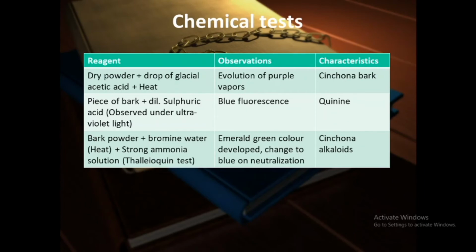Just see the various chemical tests used for the identification of the cinchona bark. So first test, when the dry powder of the cinchona bark plus a drop of glacial acetic acid is heated in a test tube, it produces purple vapors. So purple vapors are evolved, that indicates the presence of cinchona bark powder.